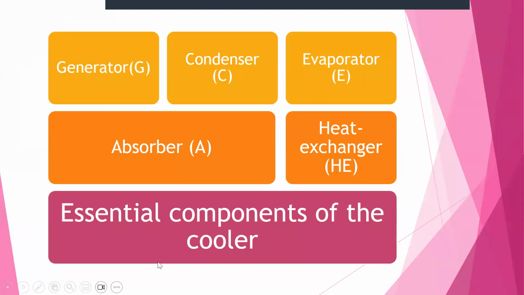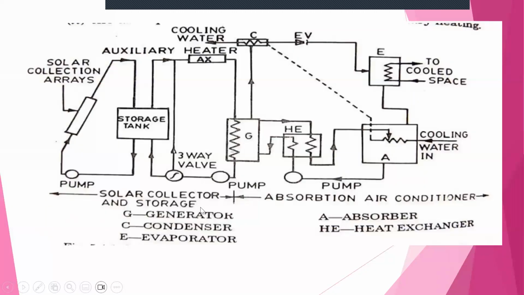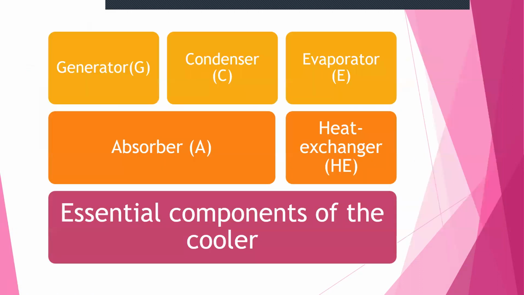Generally, the essential components of the cooler: here you can see one is the solar collector and storage, and this part is the absorption air conditioner. The essential components of the cooler are the generator, condenser, evaporator, heat exchanger and absorber. These are the five main components that we have to focus on when we are calculating the space cooling of the building.